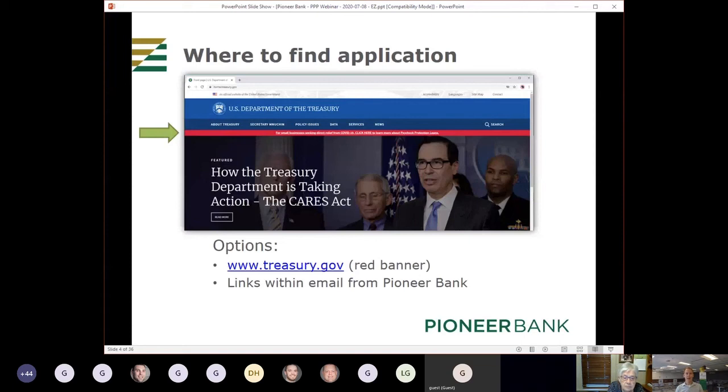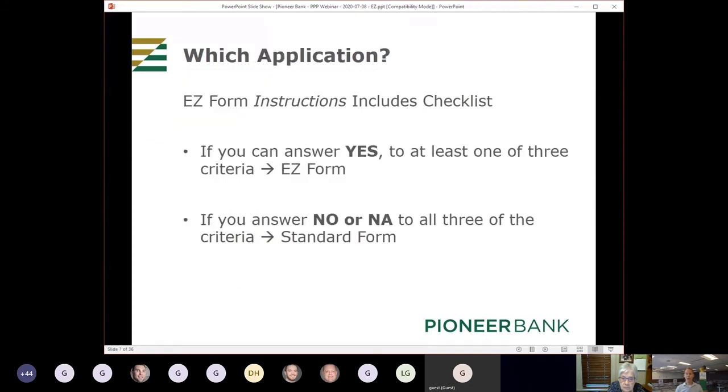So again, there are two applications to work with, one that's the easy form and one that's the standard form. And obviously the first question everybody's going to have is, which one do I need to complete? The way to figure out which form you can use is inside of the easy form instructions, there's a checklist. And it's 3 questions. If you can say yes to any one of those 3 questions or criteria, then you can use the easy form.